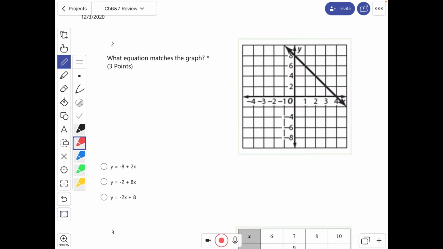Question 2. What equation matches the graph? So to write an equation, we're going to need a slope and a y-intercept. And let's find the y-intercept first because it's the easy one to find. It's where the line crosses the y-axis, and it crosses right there. So that makes the y-intercept 8.